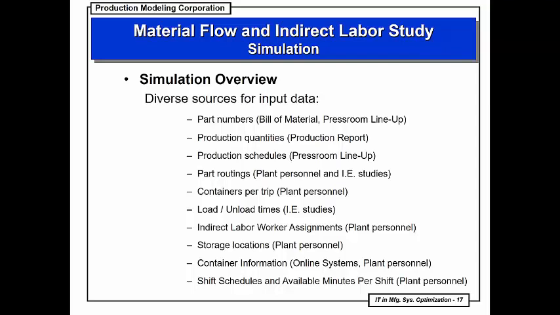You need the part numbers, your production quantities, your schedule, part routings, usage, containers, containers per trip, container density. Of course, you had load and unload times which we had collected, and also the location of your storage. So where exactly is your warehouse, or you might have an intermediate marketplace somewhere between your storage and your assembly. Sometimes it might be very close to your assembly too.